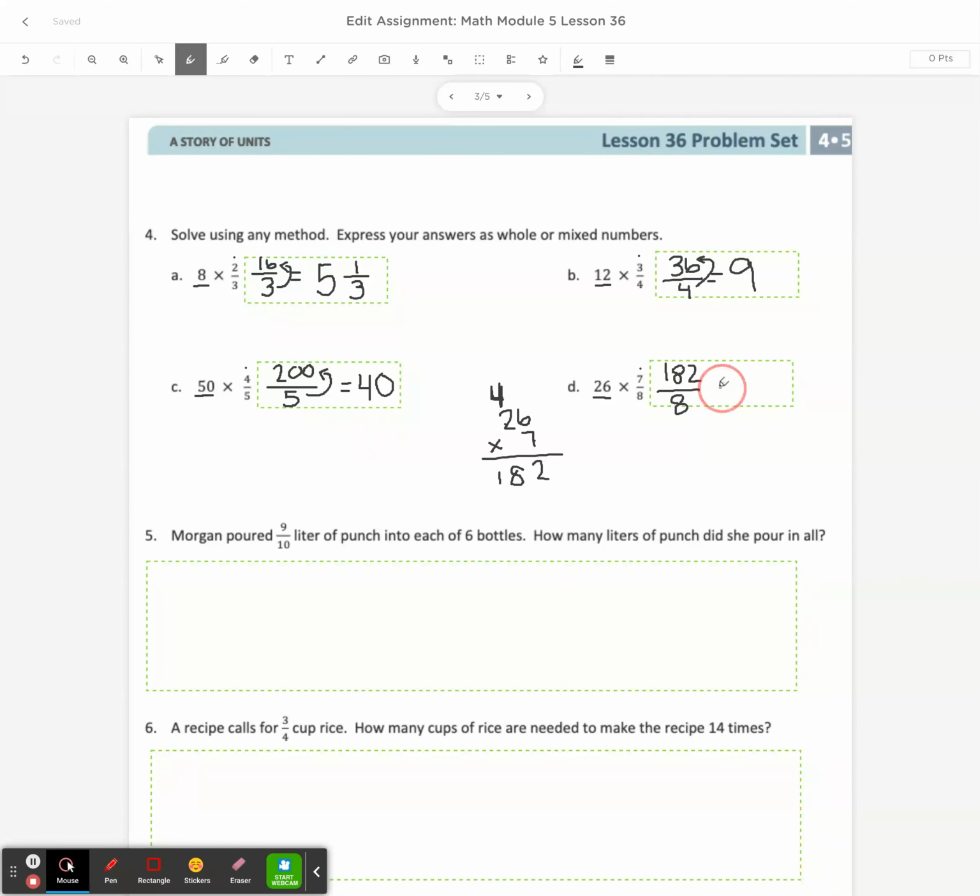And now this one, again, is tricky. I have to figure out the mixed number, and I have to do so by figuring out how many times 8 goes into 182.